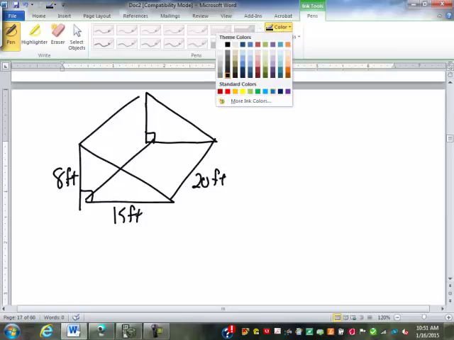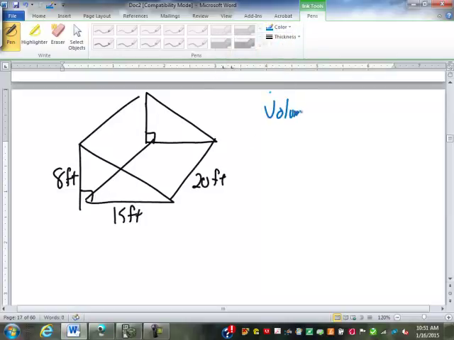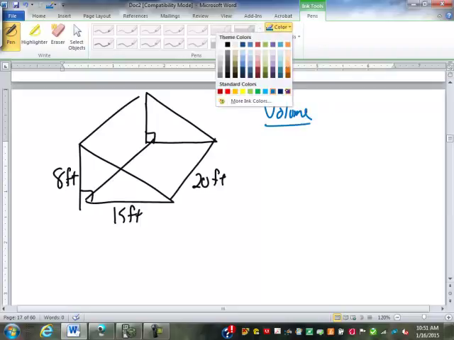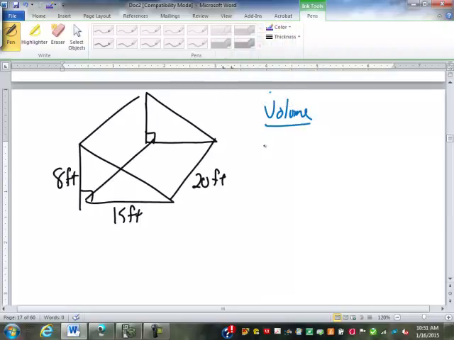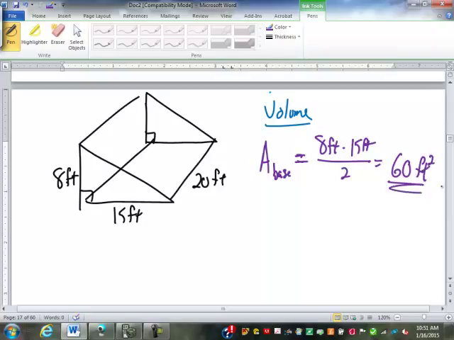Let's look at this. Let's review. Let's find its volume first. First step in finding volume is to find the area of the base. How do I find the area of the base of this? Perfect. 8 feet times 15 feet divided by 2 is 60 square feet. That's the area of the base.